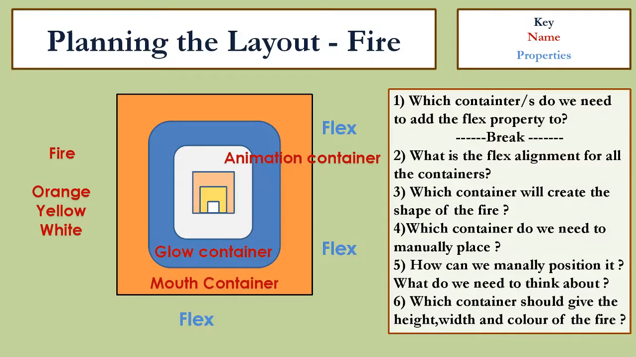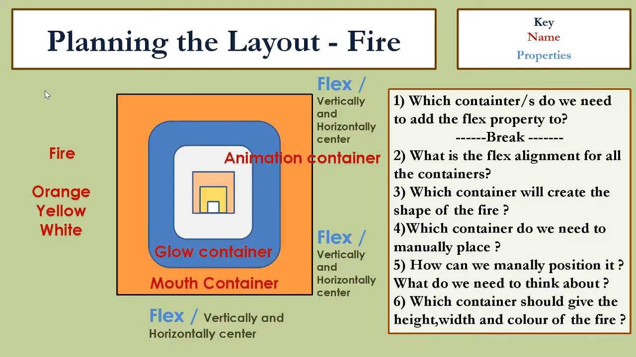So pause the video now and see if you can answer the rest of the questions based on the layout that you have in front of you. So hopefully you've paused the video. Let's have a look at some of the answers. For the flex boxes, or the containers that will have flex, I would have all of them vertically and horizontally aligned in the center. So if you use the actual properties, justify content and align items, that's brilliant. At the moment I'm using a little bit of pseudocode just to create the layout, but if you've used the correct properties, brilliant. Which container will contain the shape of the fire?